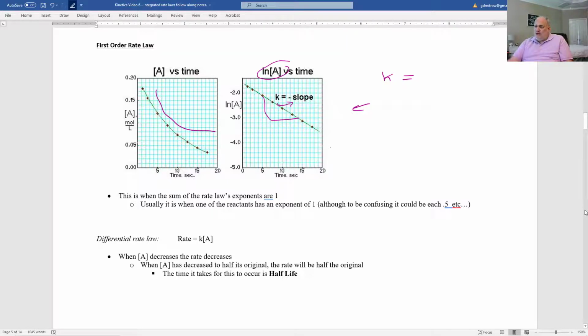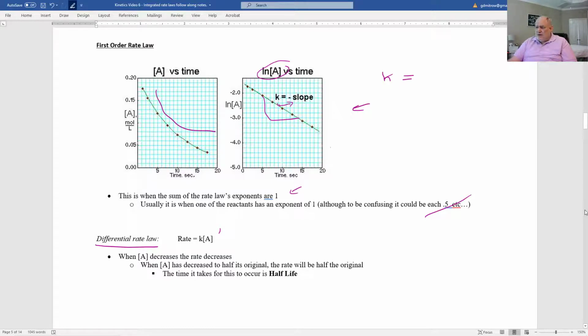A first order reaction, just so you're aware of it, is one where the sum of all the rate law's exponents is 1. Although occasionally you can have two different reactants and they each are 0.5, but that is just crazy difficult. We're not going to pay attention to it. But let me just remind you what the differential rate law looks like. That's what we did before. The rate is equal to k times the concentration of A, and that would be A to the 1, but we don't really care about it.